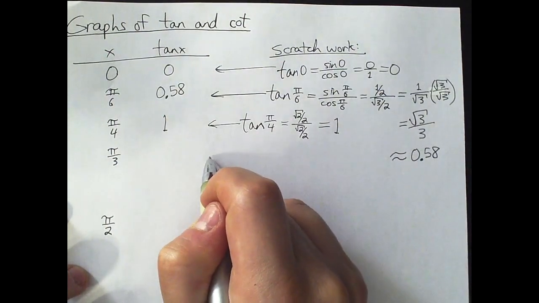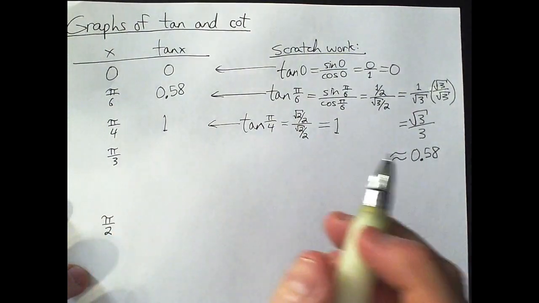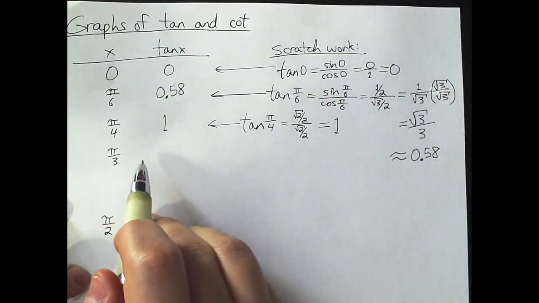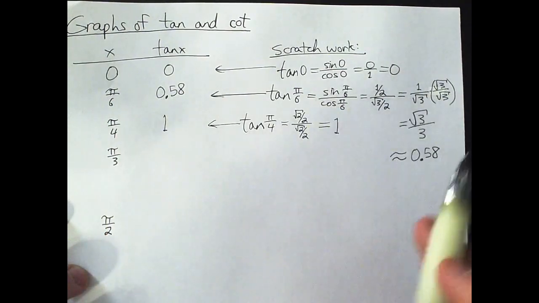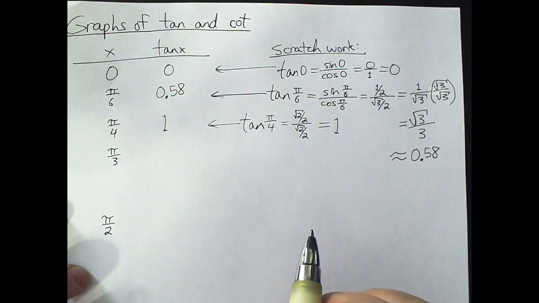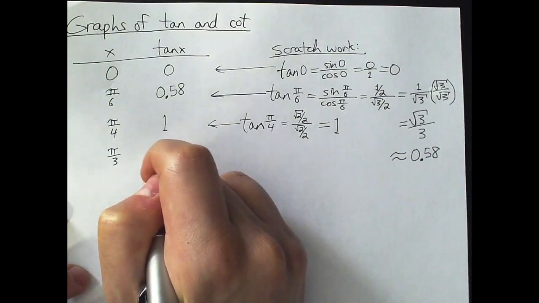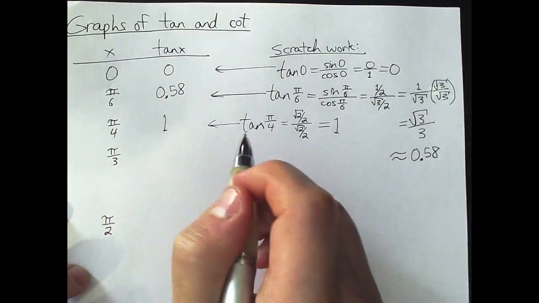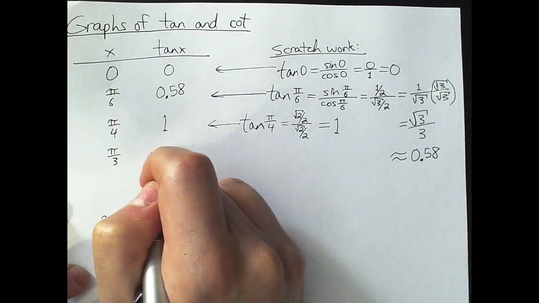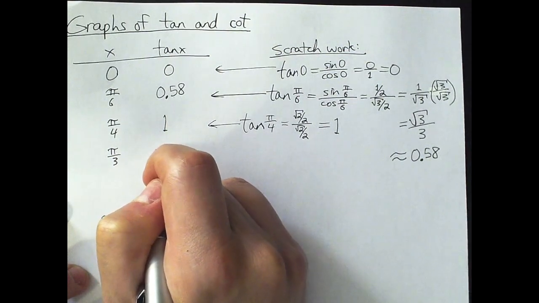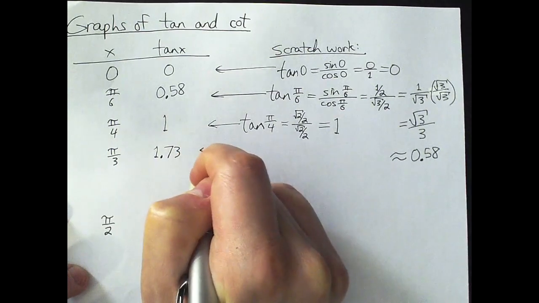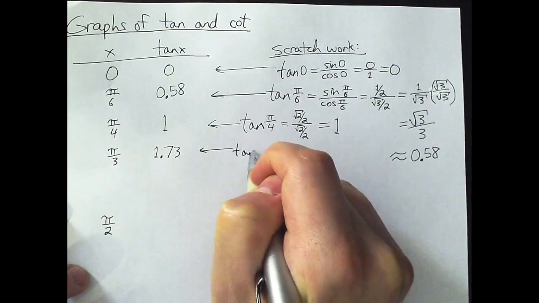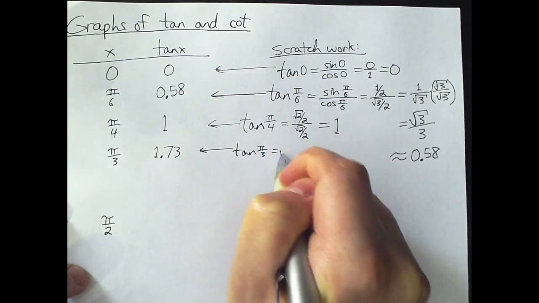What's tangent of pi over 3? Maybe I'll skip the scratch work for that one. I mean, you can do these, right? You could do this tangent of pi over 3 in a similar kind of way that we're doing these. Try to simplify it. You'll get the square root of 3 as your answer. Now, the square root of 3, here's what I'll do. I'll write it as a decimal.